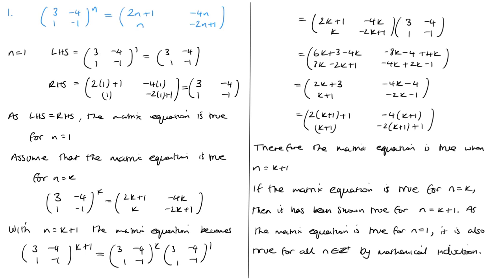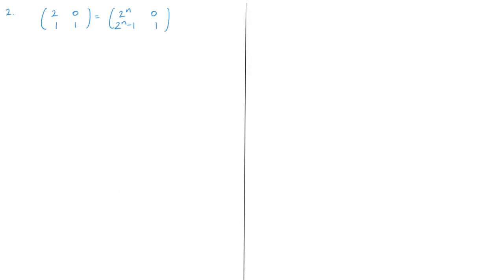Okay, so that's question 1 done. Now let's have a look at question 2. Okay, very much the same process. The only difference is the powers in that second matrix. Sorry, I just noticed there was an n missing up there in the question.